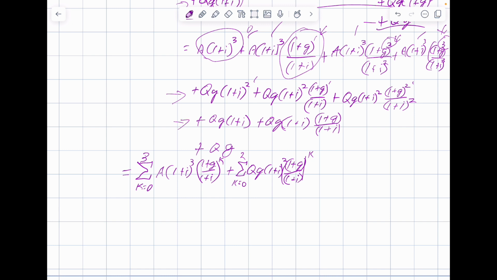We'll do this same thing for the second QG line. This will be the summation of k equals 0 to 1, QG 1 plus I and 1 plus G over 1 plus I, all to the k power. So it's k equals 0 and k equals 1, and then plus QG.